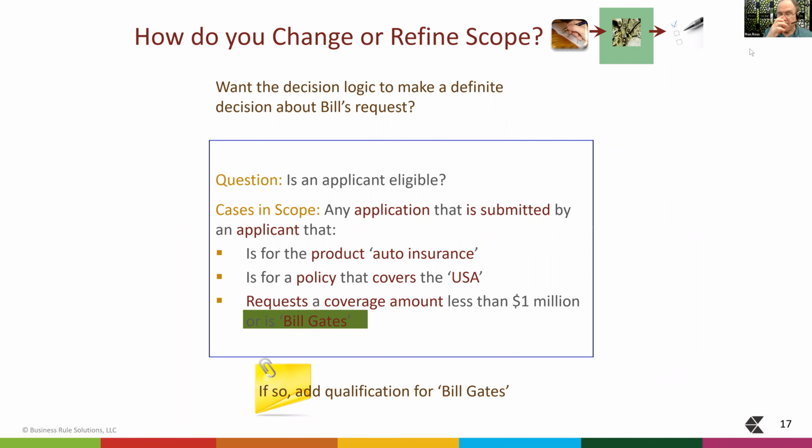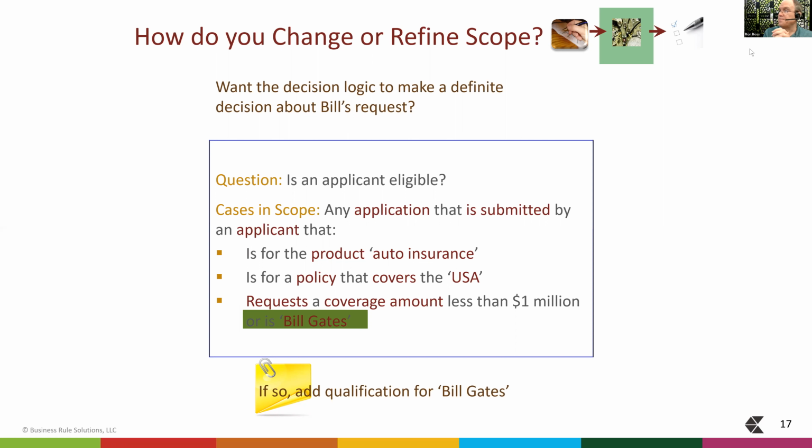Now I'm being a little bit tighter about vocabulary now. I think that's extremely useful, and we do it religiously. You can never be sure that someone on the other end, no matter how clear you think your logic is, will interpret what you intended and will apply it only in the correct situations. It's for a policy that covers the USA and requests a coverage amount less than $1 million. And then I added in a new condition, or is Bill Gates. So I've expanded the scope of what this decision table should be covering.